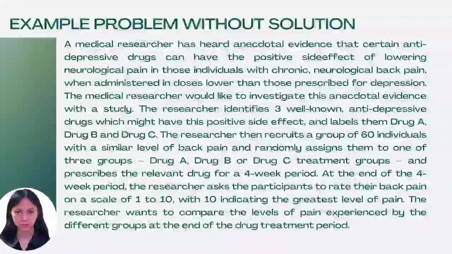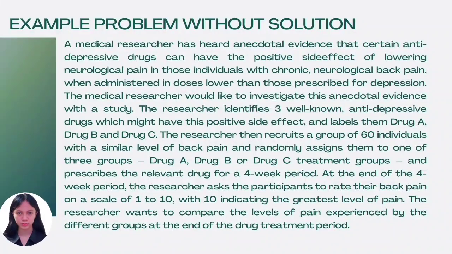So here is an example problem with a solution where we can use the Kruskal-Wallis test and Dunn test. A medical researcher has heard anecdotal evidence that certain antidepressant drugs can have the positive side effect of lowering neurological pain in those individuals with chronic neurological back pain when administered in doses lower than those prescribed for depression. The medical researcher would like to investigate this anecdotal evidence with a study.